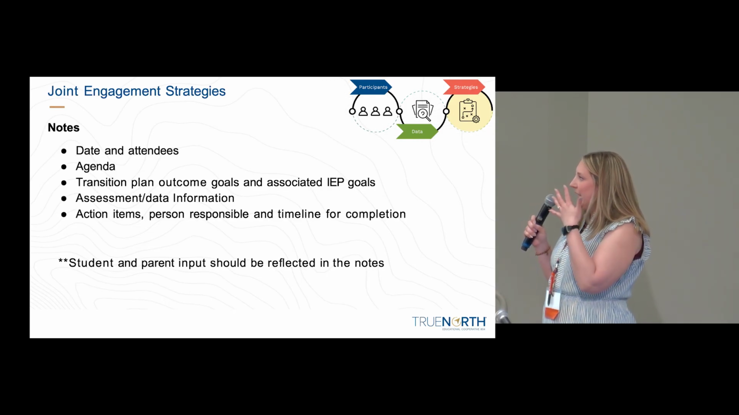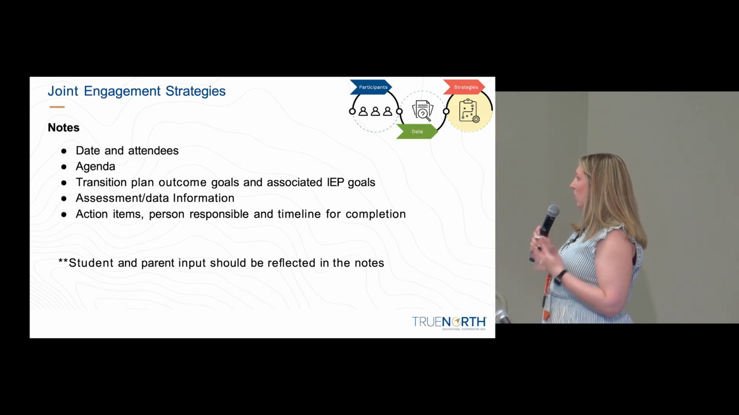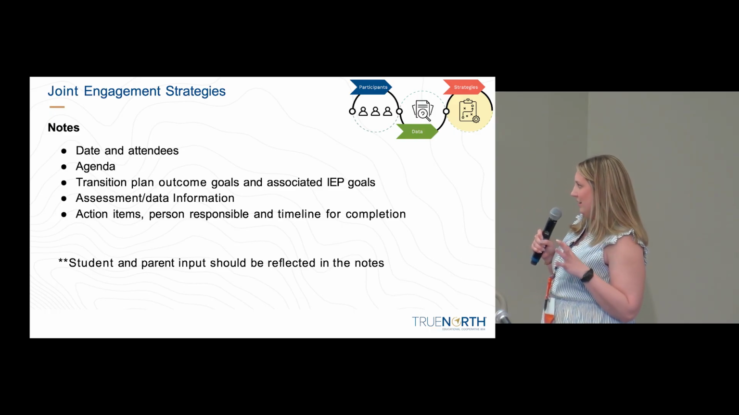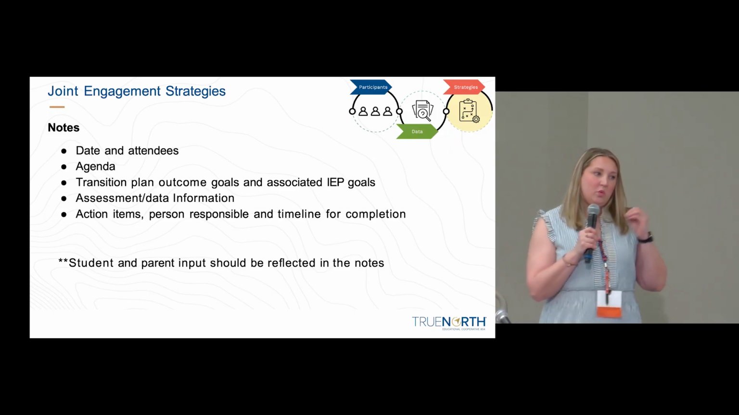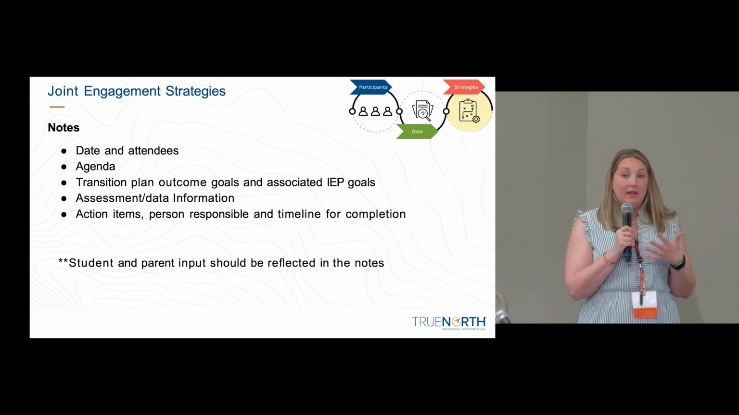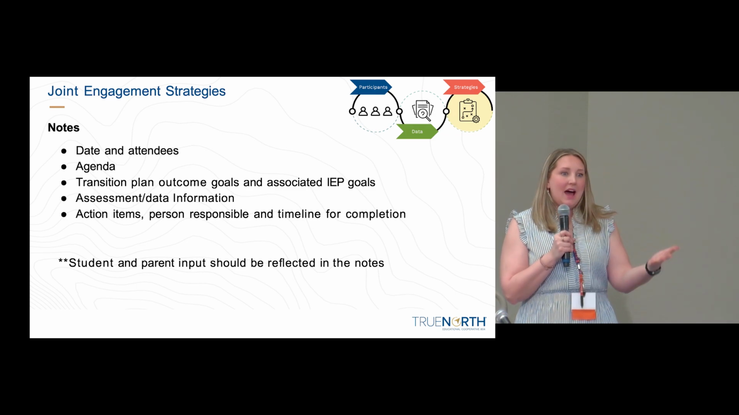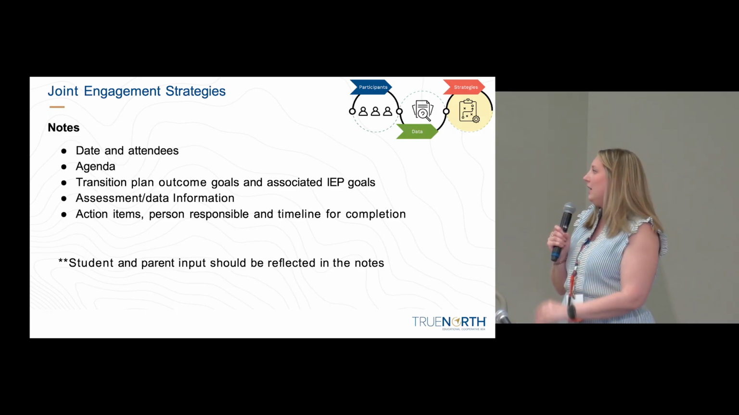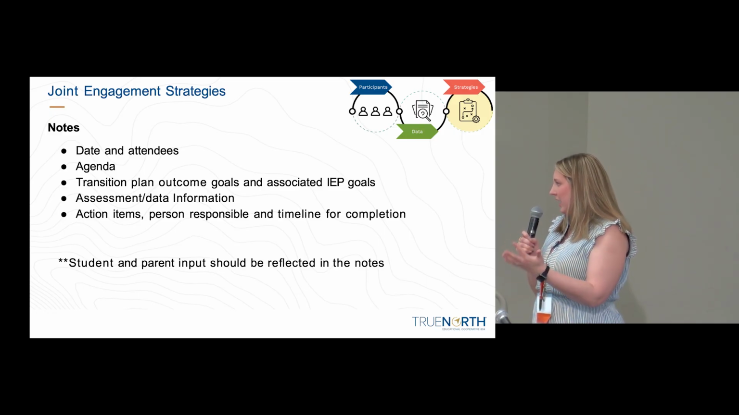Our notes typically have the date, the attendees, the agenda, and any associated outcome goals or IEP goals. We also have a section in our notes for assessment or data information. We try to put which assessment was done, so that maybe the adult agency could say, oh, you did the employability and life skills assessment over the last 4 years. Can we have that longitudinal data from when they were 18, 19, 20, 21? So they have specific information, and again, action items.